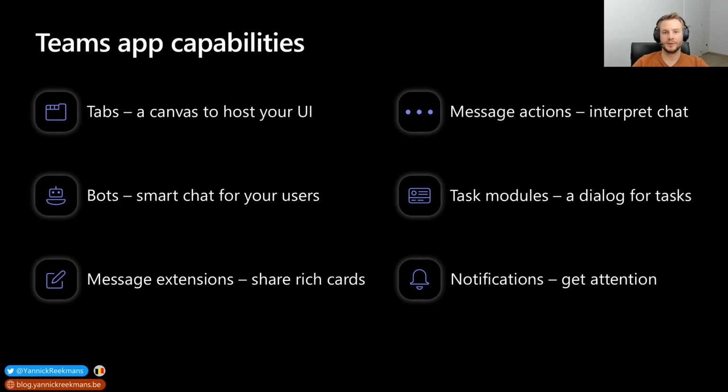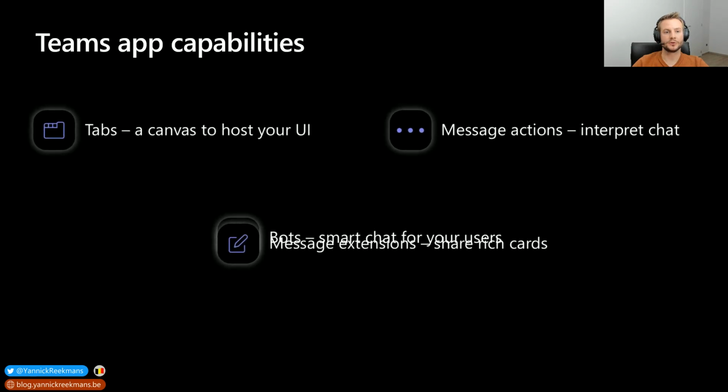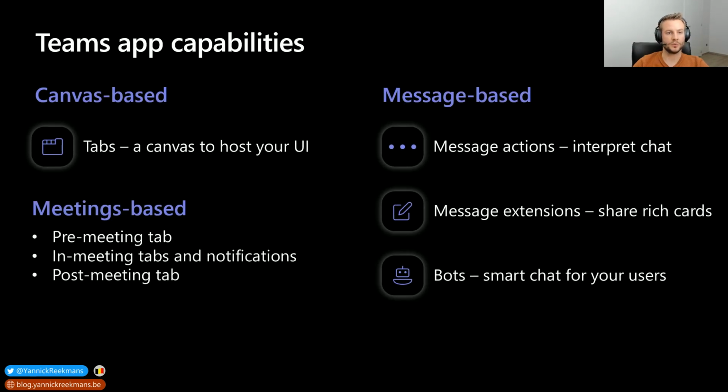These are the capabilities. Now, you can also group them in a different way, like canvas-based and message-based. Canvas-based apps are like the Microsoft Teams tabs. These canvas-based applications have a big UI to show. Now the other extensibilities are message-based. They can either be triggered on a message or they create a message inside of your Teams client.